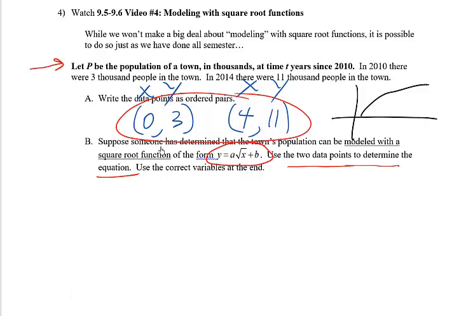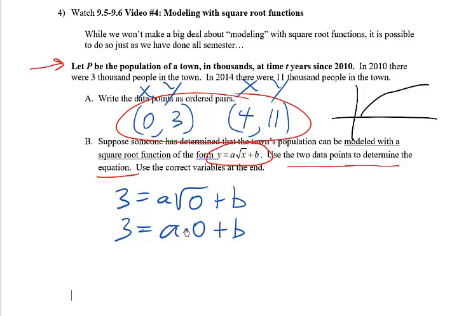For example, let's take that first data point and fill it in. All I did was replace the y with a 3 and the x with a 0. Well, if you start cleaning this up a little bit, the square root of 0 is just 0. There's a times between those two guys. And a times 0 is also just 0, and so I believe what we've just figured out is that the b in this problem is a 3.